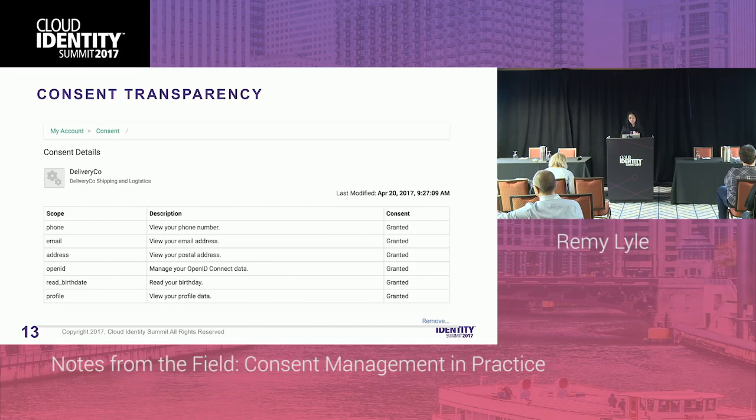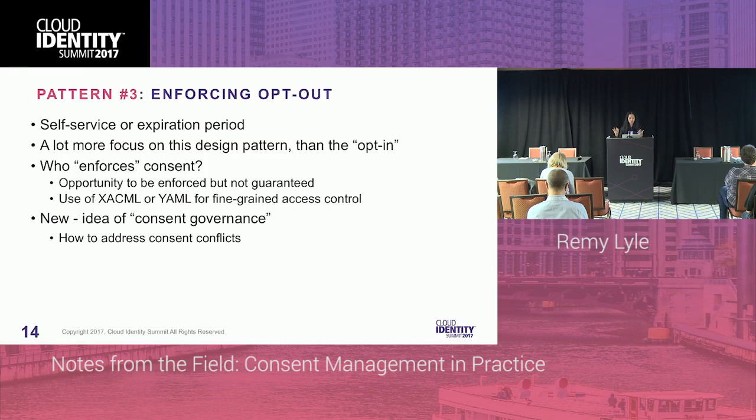From our perspective, this is an example of a UI that we put together. As you can see, it's pretty simple. Even though we're storing all that metadata in the back end, we're simplifying it from a front end, user perspective. We're just saying, hey, did you grant this to Delivery Co? These were the attributes that you provided. This is the description of that. So again, UI has to be taken into consideration as far as transparency.